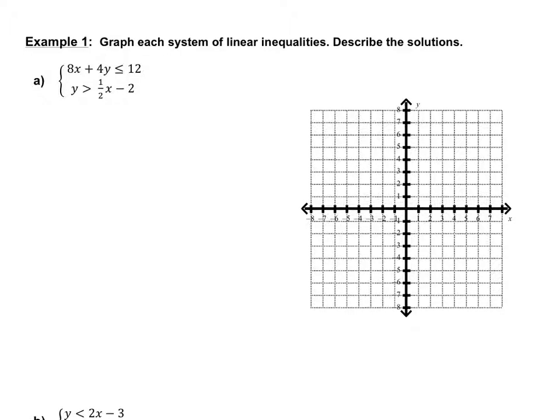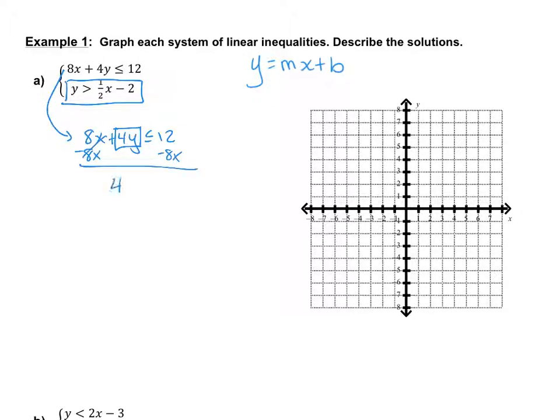Remember that in order to graph, we always have to have isolated equations. We need them to be in y equals mx plus b. My second equation is already isolated. I'm going to take a look at my first equation: 8x plus 4y is less than or equal to 12. If I'm isolating y, I need to get rid of this 8x, so I subtract 8x from both sides. 4y is less than or equal to negative 8x plus 12. I always write the x first. Divide by 4 to everything. When we multiply or divide, we do it to all terms. So y is less than or equal to negative 2x plus 3.